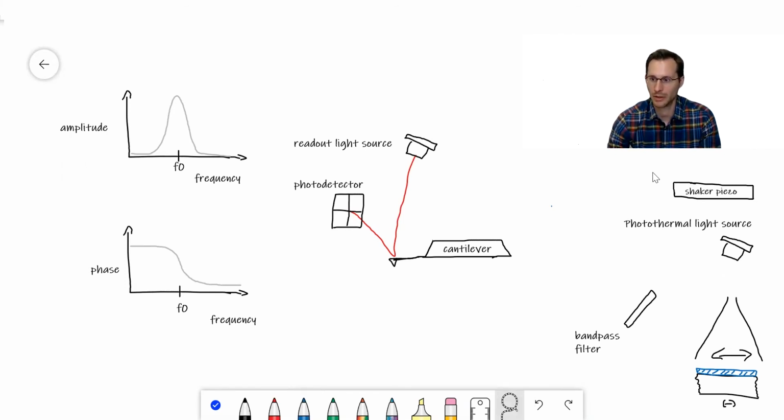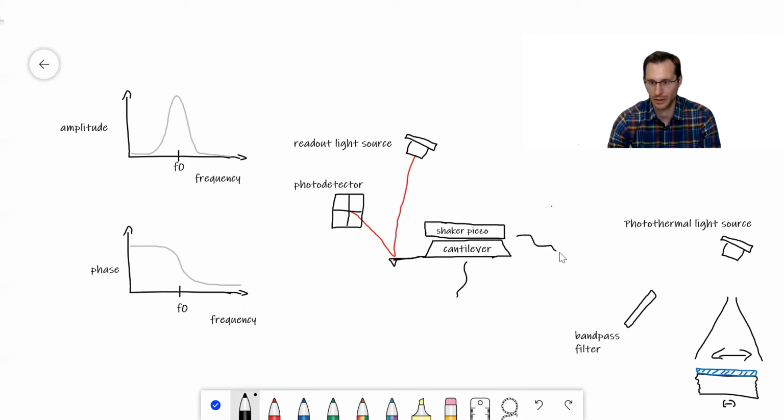When we use piezoexcitation, we take a shaker piezo that we place right near the chip of the cantilever, and then we apply an AC voltage to this piezo so that it will expand and contract at the frequency of operation. What that does is send acoustic energy into the cantilever through the cantilever chip, but it also sends acoustic energy out into the medium, the air or fluid that we're working in, and into the surrounding structure. And the problem with that is that in our frequency response, we're not measuring just the cantilever response, but the response of everything together.